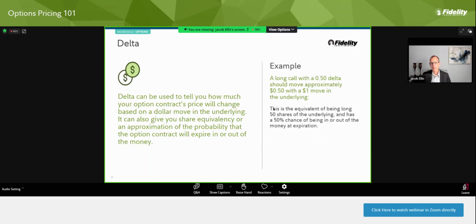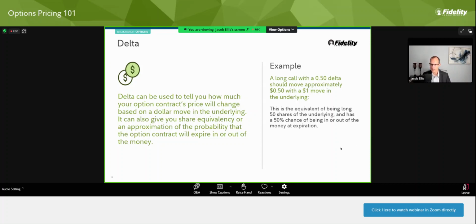All told, this tells us that delta has a number of different valuable implications for our analysis. It can tell us how much the stock's movement will translate into a movement in our option's price. It tells us how many shares it acts like, and it gives us a glimpse at the probabilities related to our current trade. So delta gives us a lot of information all at once.